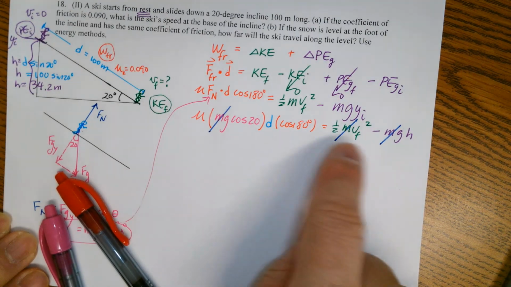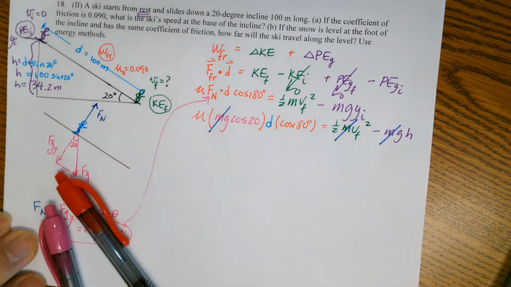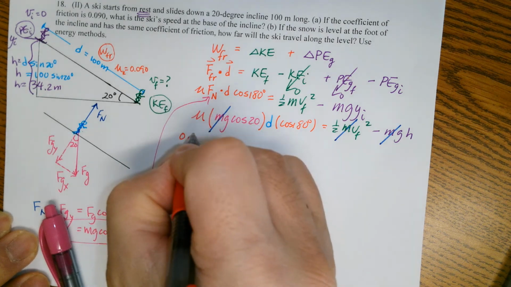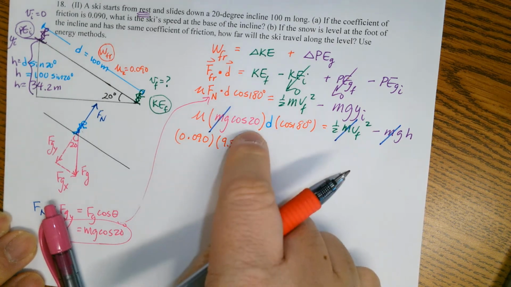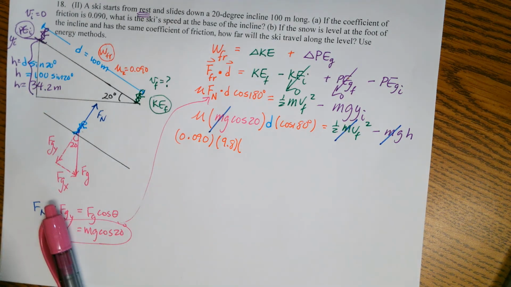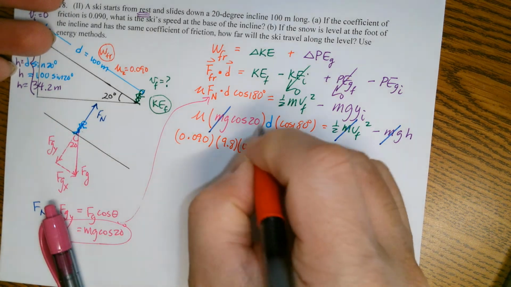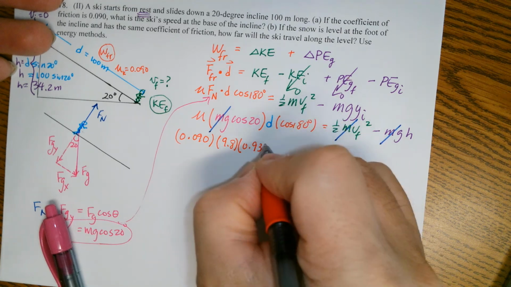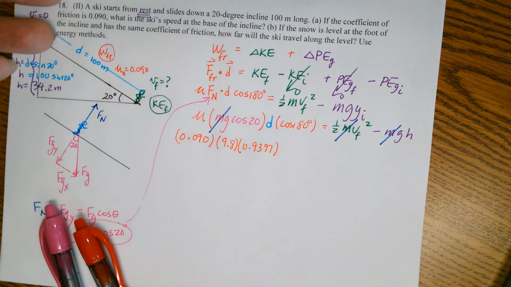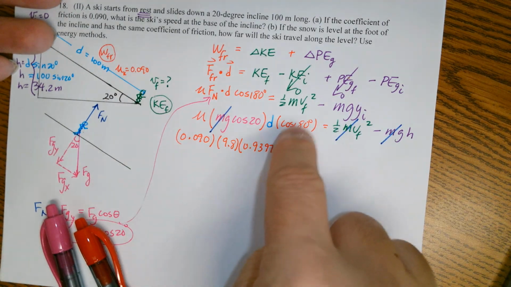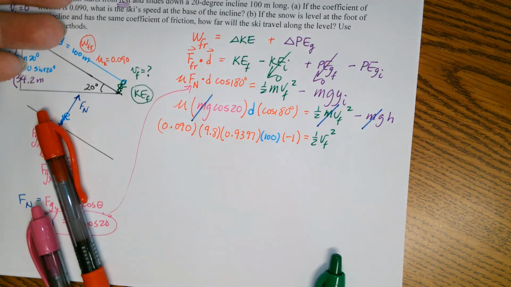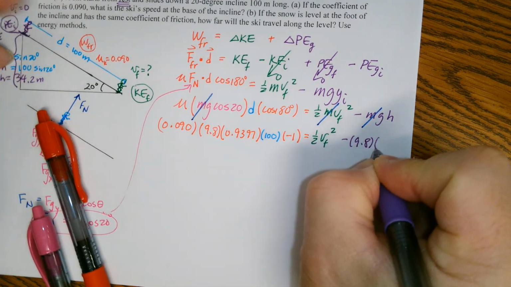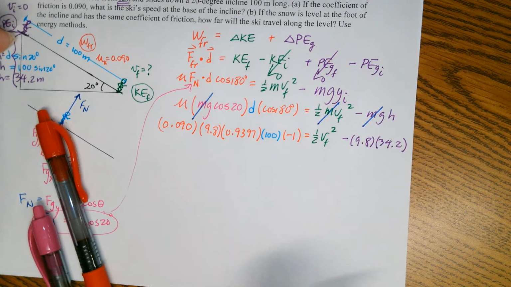Now we can actually put some numbers in here. We're looking for VF, basically, right? So my mu, which is 0.090 times 9.8 times, what's cosine of 20? Cosine of 20 is 0.9397 times D is 100 times cosine of 180 is negative 1 is equal to 1 half VF squared minus 9.8 times 34.2. Okay?